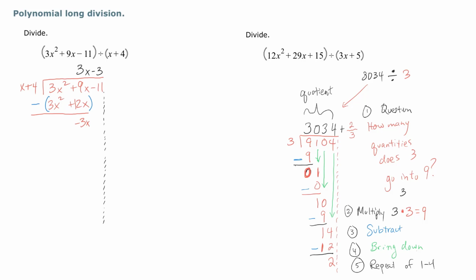Oh, I'm sorry. What did I forget to do after I subtract? According to our division algorithm, after subtraction is what? After subtraction is bring down. So don't forget to bring down. I got a little bit ahead of myself. I need to bring down the subtract 11. Now, ask the question about how many quantities does x plus 4 go into negative 3x? And the answer is subtract 3. So I didn't get that part wrong. I just forgot to bring down.